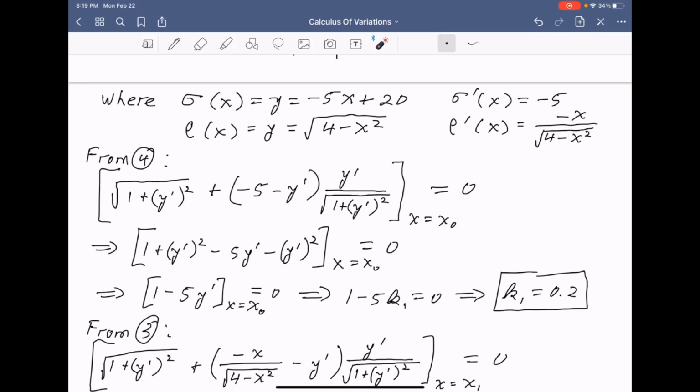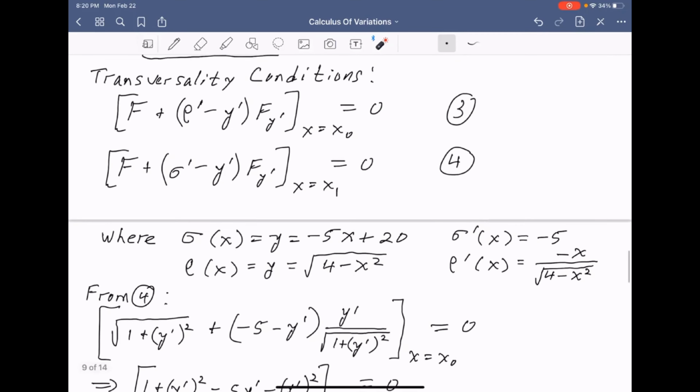Doing so, we get 1 plus y prime squared minus 5y prime minus y prime squared. All right, and all we've done is simplify this particular function. That leads us to 1 minus 5y prime, since this cancels with this, and then we can solve that for k1. k1 then is 0.2.